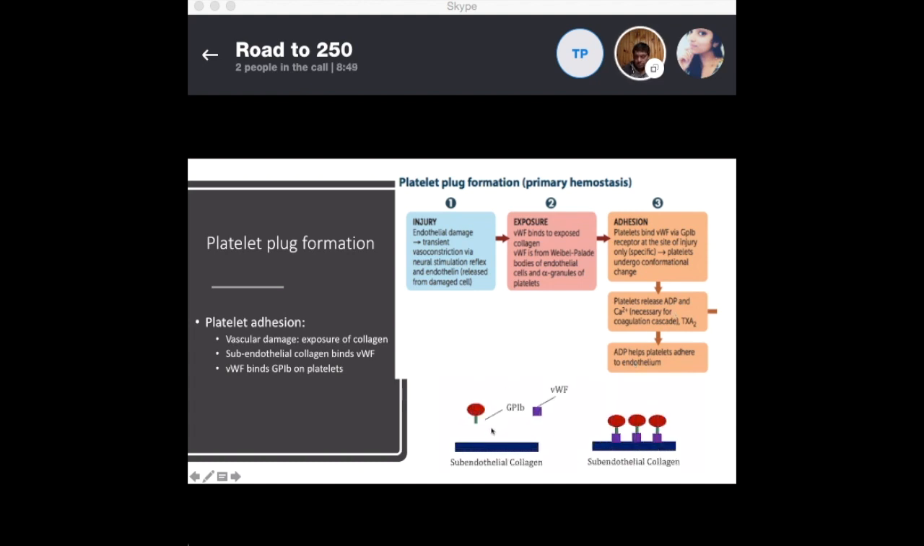But this is a picture when subendothelial collagen is exposed. First, the von Willebrand factor is going to bind, and then the GP1B receptor on the platelets will bind. I'm going to talk about these platelet plugs step by step, and then there's a picture at the very end where we'll talk about everything.